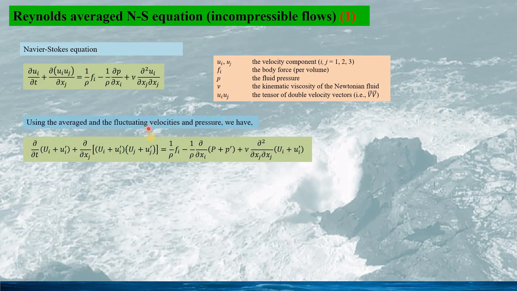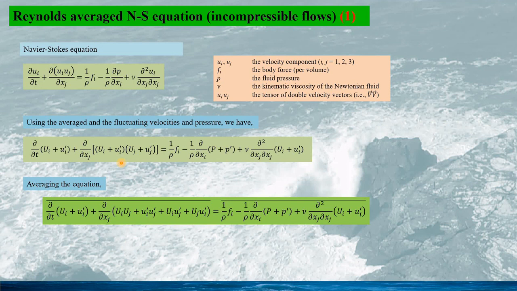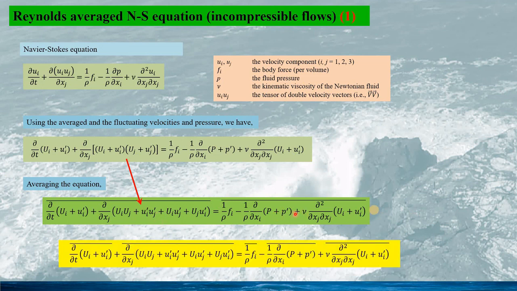Using the averaged and the fluctuating velocities and pressure, we have the Navier-Stokes equation as this. Take the average of both sides of the equation. We have the expression as this. This term can be written in this way. And we can swap the order of the average and the plus. So we have the equation as this.